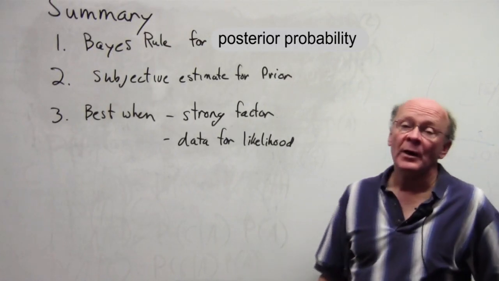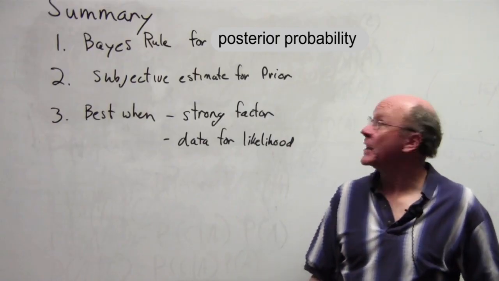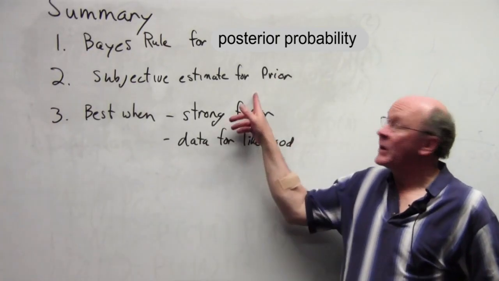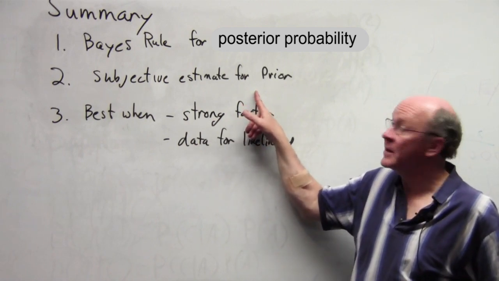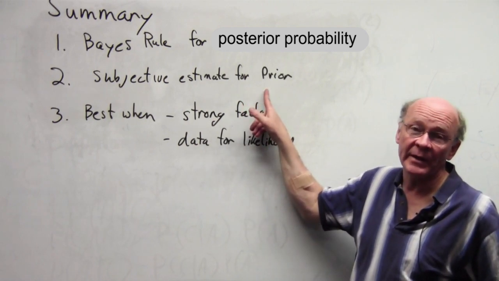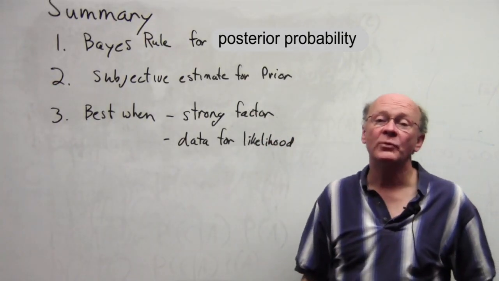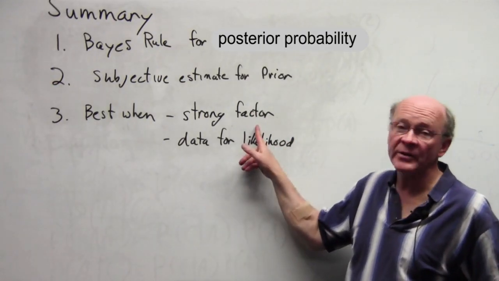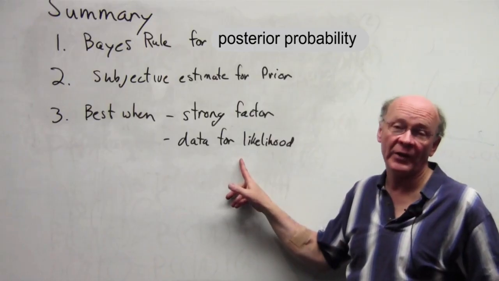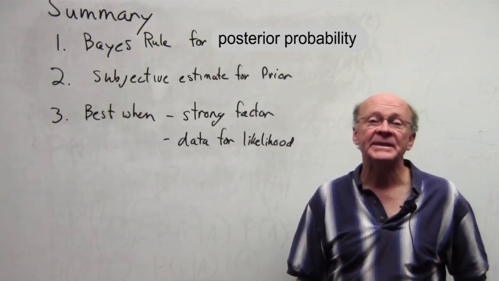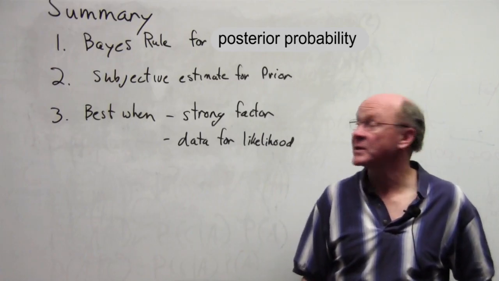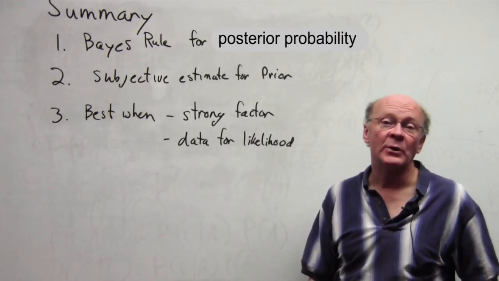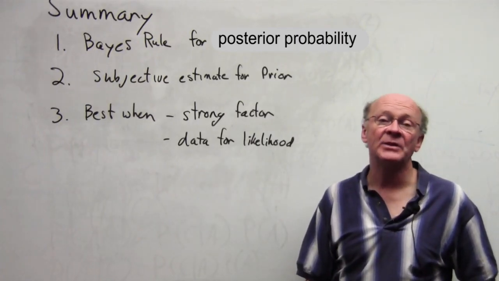So, in summary, Bayes' rule offers a way of calculating a numerical probability. Second, we can use a subjective estimate for the prior probability, and that's often quite useful because data are limited. Third, Bayes' rule works best when we have a strong factor and we have some data for the likelihood. The ideas in this video are available in just about any book on probability. Stephen Vick's book, Degrees of Belief, offers an excellent source on Bayes' rule, but also a variety of means of making decisions based on limited data.